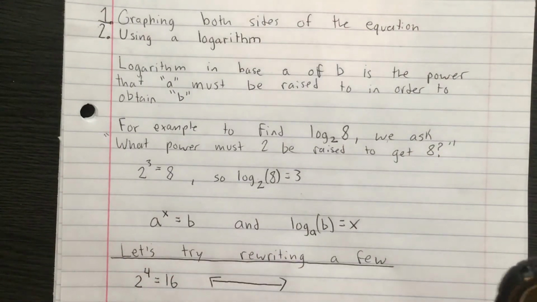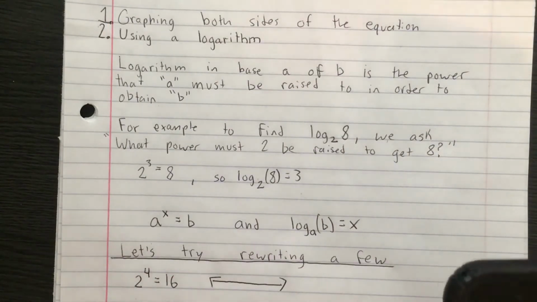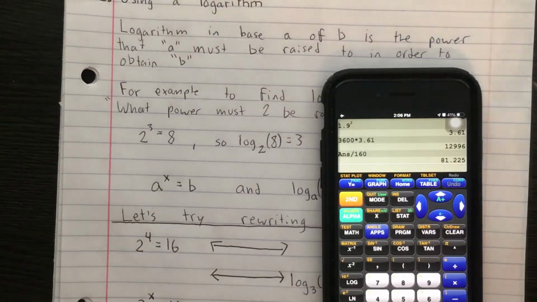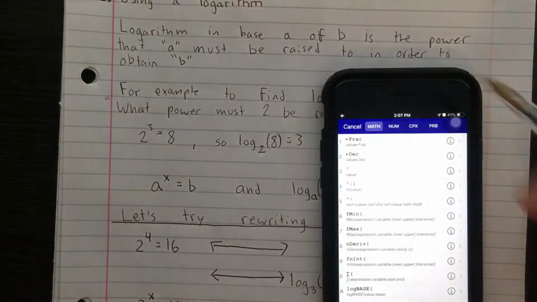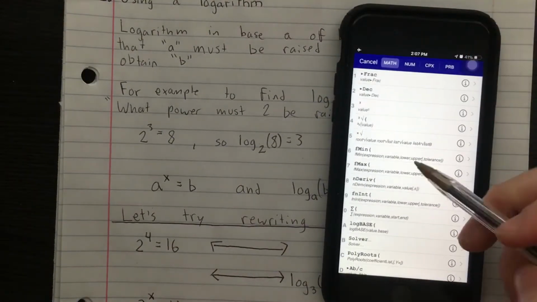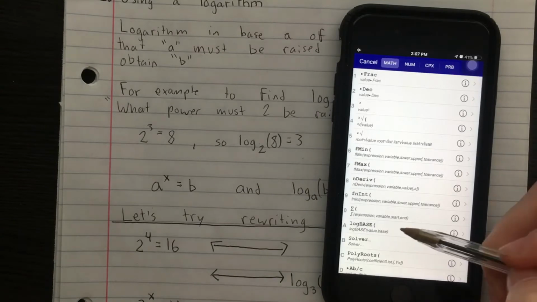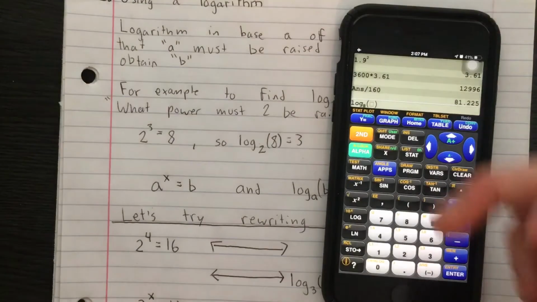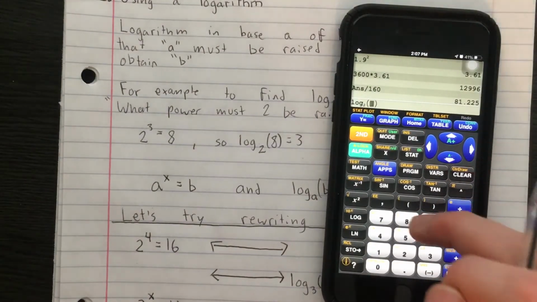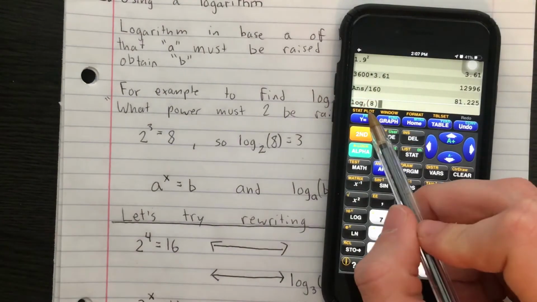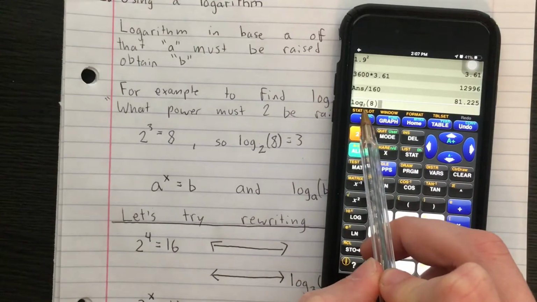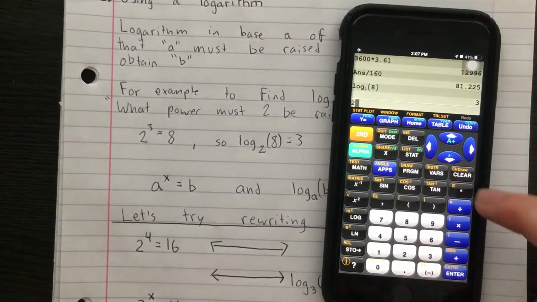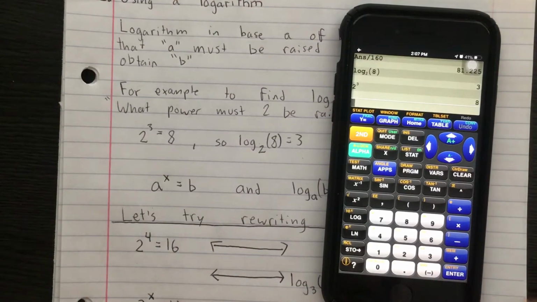So let me show y'all something real quick. Let me pull up this calculator. If you go to math right here and you swing over to where it says log base, you hit log base and it goes 2 to 8. So log base 2 of 8. This is saying 2 to what exponent is going to give me 8. And that is 3 because 2 to the third power is 8.